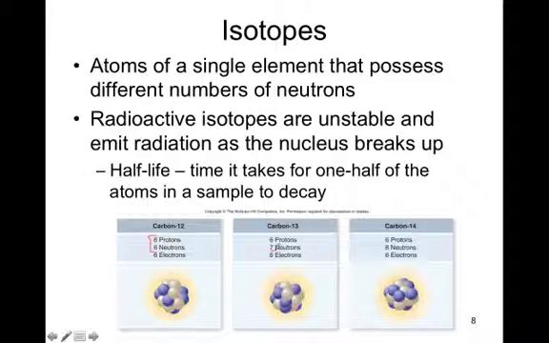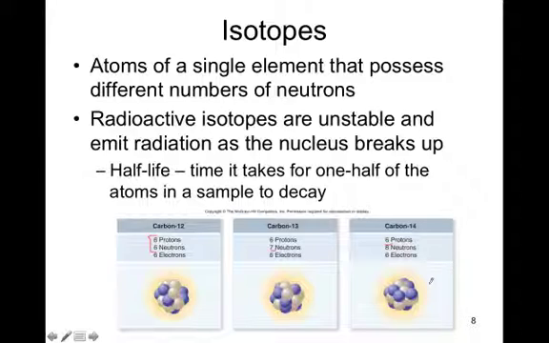Carbon-13 thus has 6 protons because it's carbon, and the protons define what the element is. And carbon-14 has 8 neutrons. 6 plus 8 is 14. Definitely, it still has 6 protons because it's carbon. Now, carbon-14 is a radioactive isotope. That means it's unstable and it emits radiation as the nucleus breaks up into elements that have lower atomic numbers.